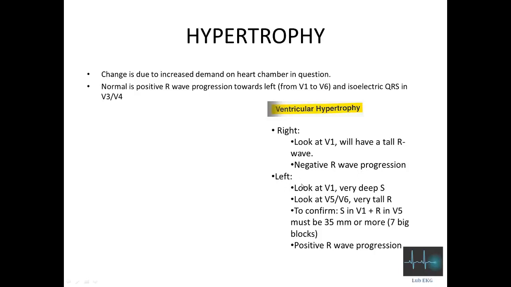Now, left ventricular hypertrophy, this is a bit more tricky because normally we have positive R wave progression towards the left, so this is a normal finding. But we have this arbitrary rule that we look at the S in V1 plus R in V5 on the left side must be 35 mm or more, or 7 big blocks in amplitude.